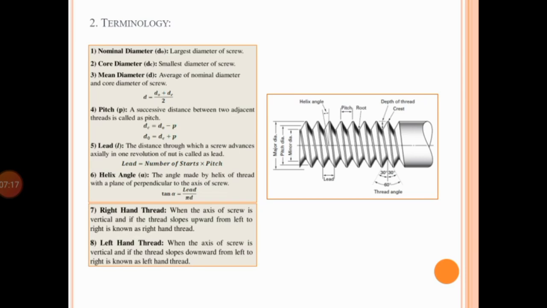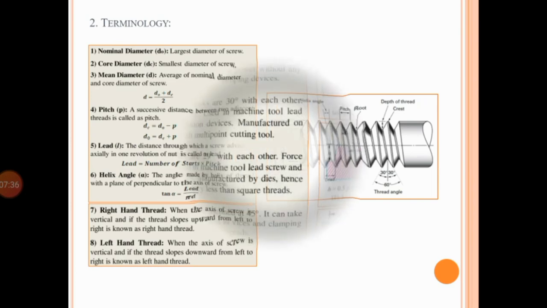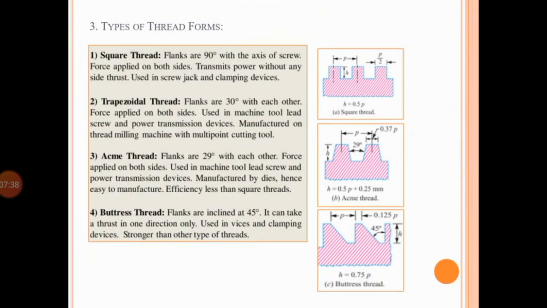The seventh terminology is right hand thread. Suppose the thread slope is moving from left to right in the upward direction, then the thread will be right hand. And if the slope moves from right to left in the upward direction of any power screw, then it will be a left handed thread.